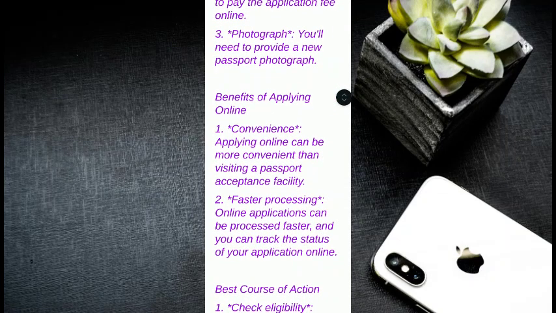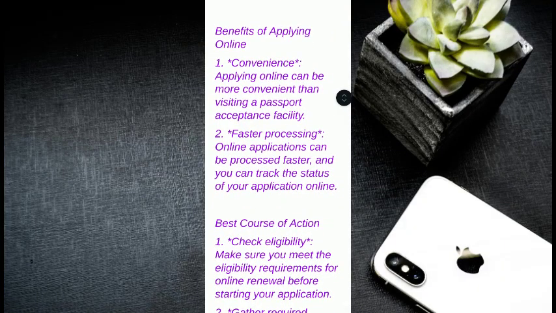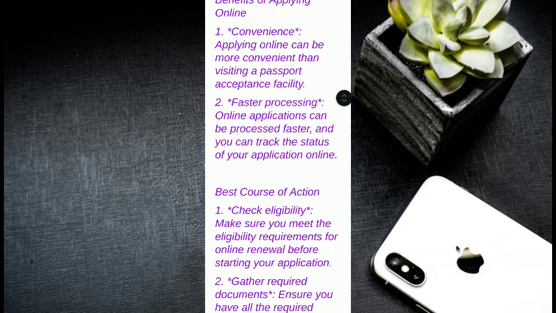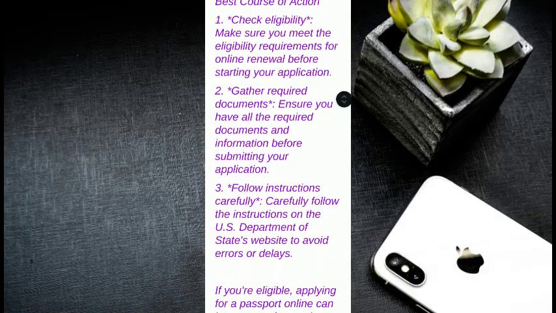The benefits of applying online are convenience and faster processing. You can also track the status of your application online. So don't forget to check eligibility requirements online for renewal before starting the application process. Ensure you have all your required documentation information before you submit your application, and always follow the instructions on the US Department of State website to avoid errors or delays.